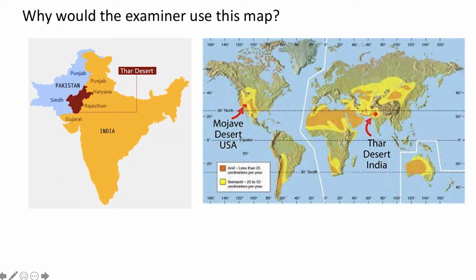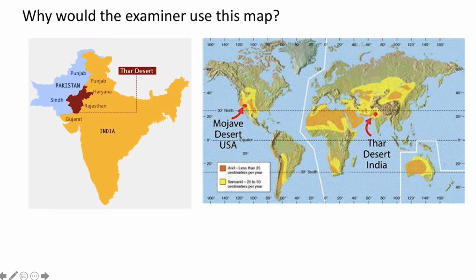Let's take a look at this question. So the examiner has given us two maps. They've given us a world map and they've given us a map of India and Pakistan. Let's take a look at the world map first. On the world map, they've tried to identify the Thar Desert. And then on the map of India, we can see a larger explanation to show where the Thar Desert is.